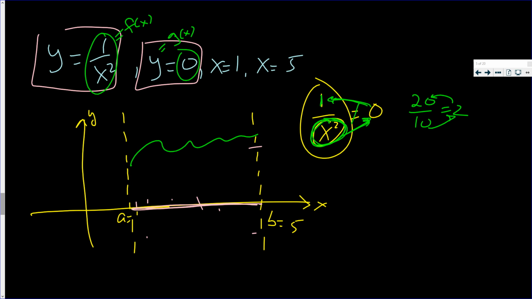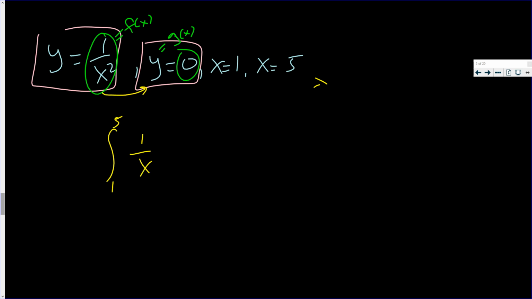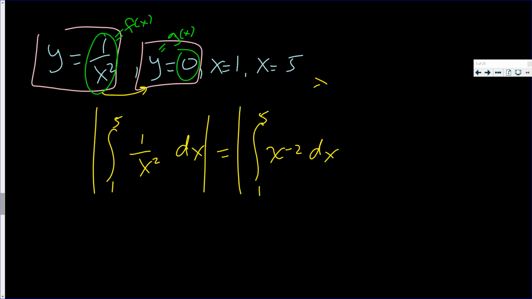So, of course, I'd rather do f minus g, because seriously, I'm an expert in taking away 0. There's 1 over x squared minus 0, which is 1 over x squared. Absolute value in case I'm doing it wrong. Now, before I can integrate that, I'm going to write 1 over x squared as x to the negative 2 dx, still from 1 to 5, but absolute value. If I add 1 to that number, I get negative 1. I divide by negative 1, and I have to evaluate from 1 to 5.